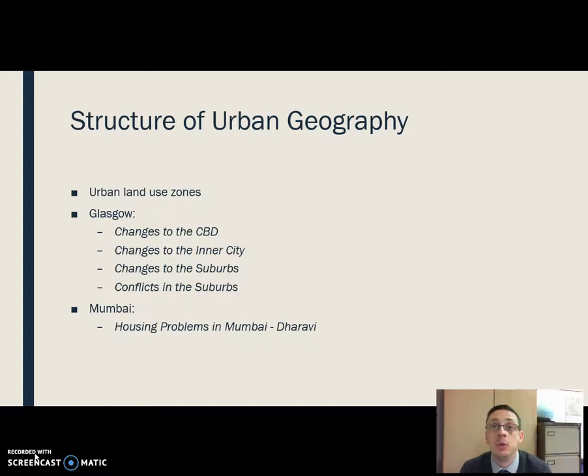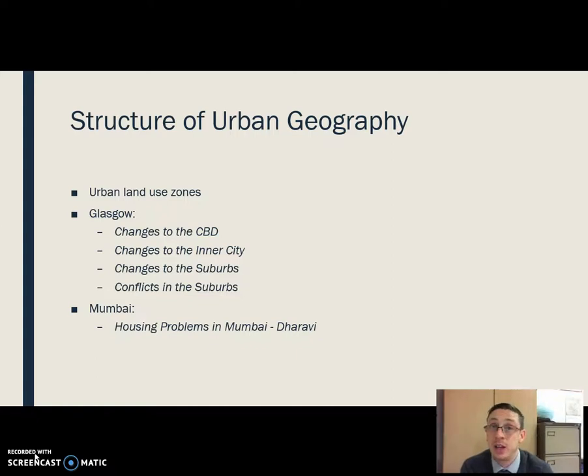Then we're going to move on and look at two case studies. Firstly, we'll look at Glasgow, and when we're looking at Glasgow we're going to be looking at change. We're going to be looking at changes in the CBD, which means the Central Business District. We're going to look at changes in the inner city, and then we're going to look at changes and conflicts in the suburbs. Now don't worry if some of these terms aren't particularly familiar at the moment, we are going to discuss them more in the video today.